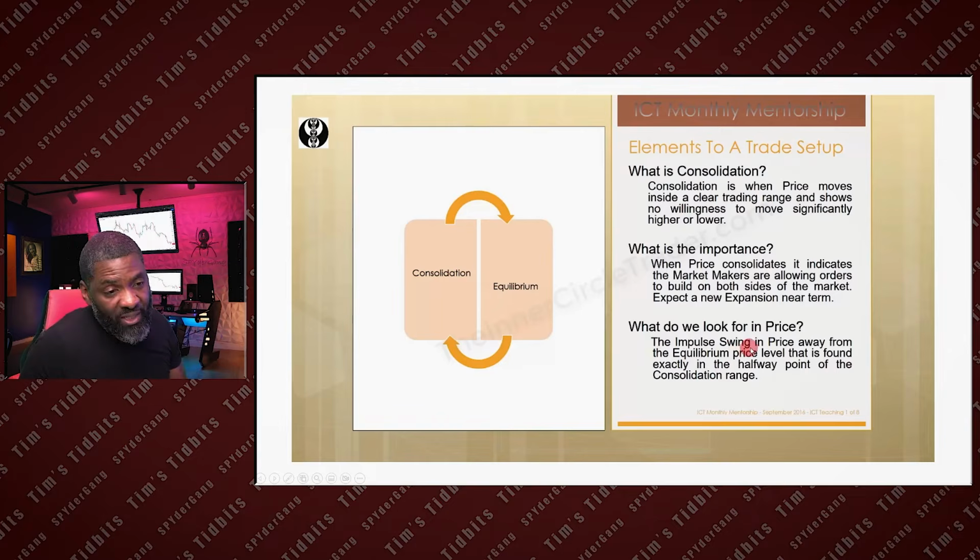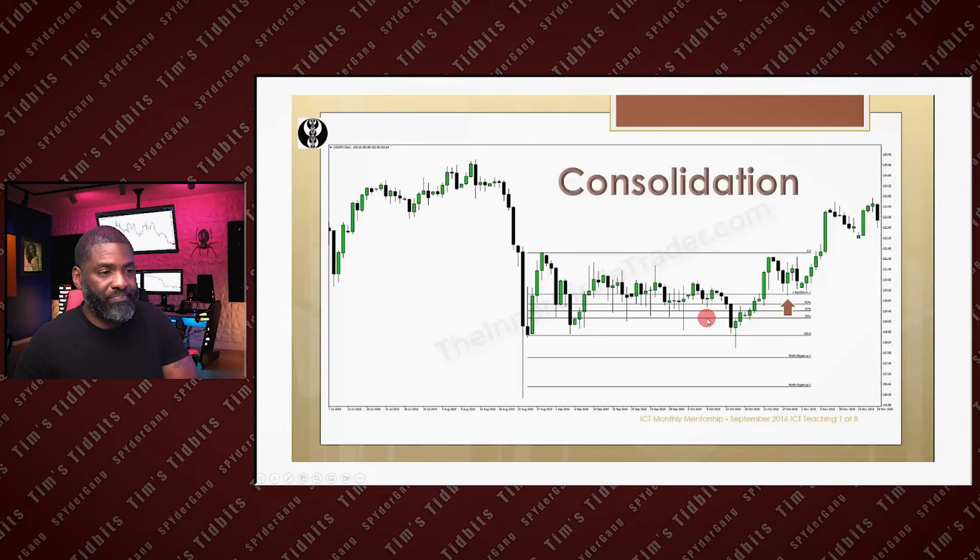The impulse swing in price away from the equilibrium price level that is found exactly in the halfway point of the consolidation range. Let's go look at it in price, right? So he has a Fibonacci tool running on here, and right there is the equilibrium line, because he has anchored here on the body of this candle, and there on the body of that candle.